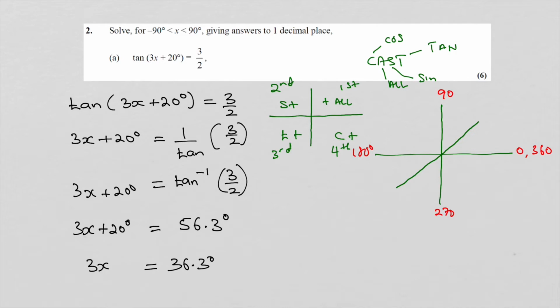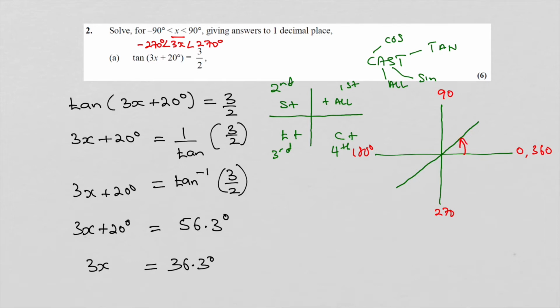What we can do is, we've got x here. If we times it by 3, that'll be 3x. If we times 90 by 3, that'll be less than 270 degrees, and that'll be greater than minus 270 degrees. Which means for 3x, we've got 36.3 degrees, and so that's that one here.